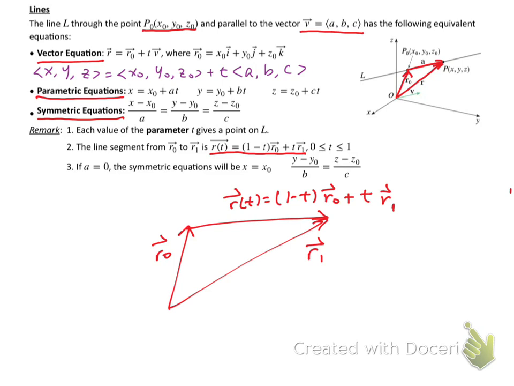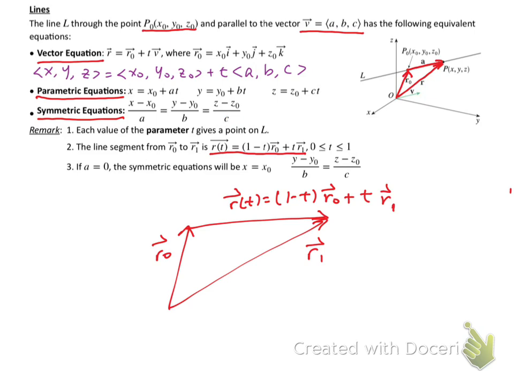Last remark here: if your a, b, or c equals 0, it won't be a problem when you are writing out your vector equation, because it's like a coefficient of t, right? It will be a term that becomes 0 and disappears. It also won't be a trouble in the parametric equations, because if a, b, or c equals 0, you just lose it, that's fine. But when you are having symmetric equations, if a, b, or c equals 0, you can't just say I'm having a 0 denominator.